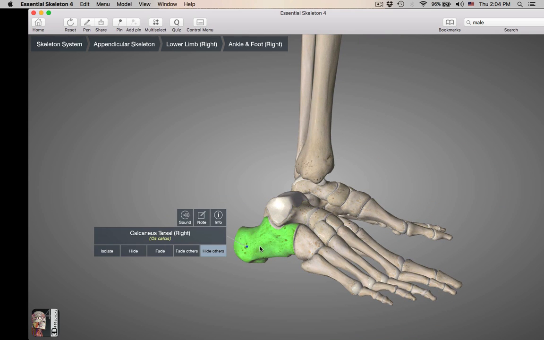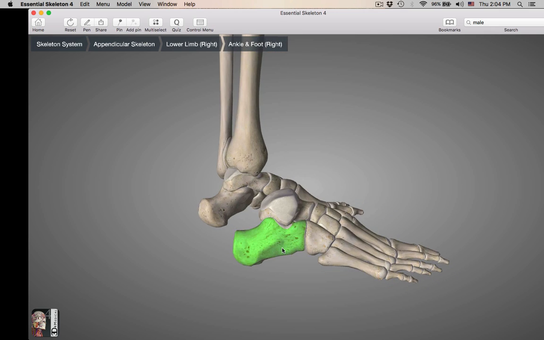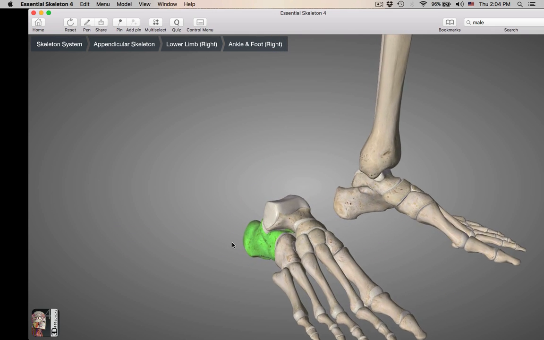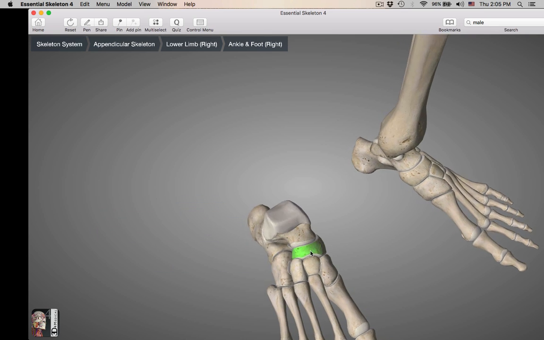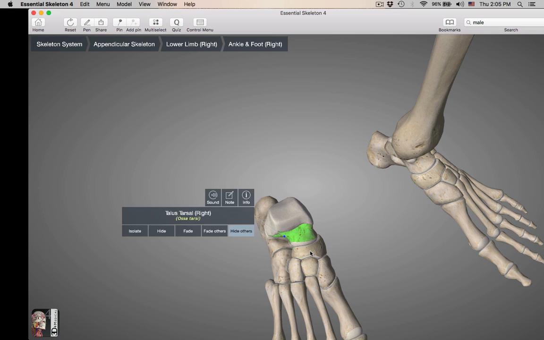Then this bone is the calcaneus. Remember the calcaneal region? That is the heel. This is going to be the heel of your foot. So this is the calcaneus. Then you're going to come to the top part, the dorsum of the foot. You're going to come to the navicular bone. It's right in front of the talus. Navicular, talus, navicular.